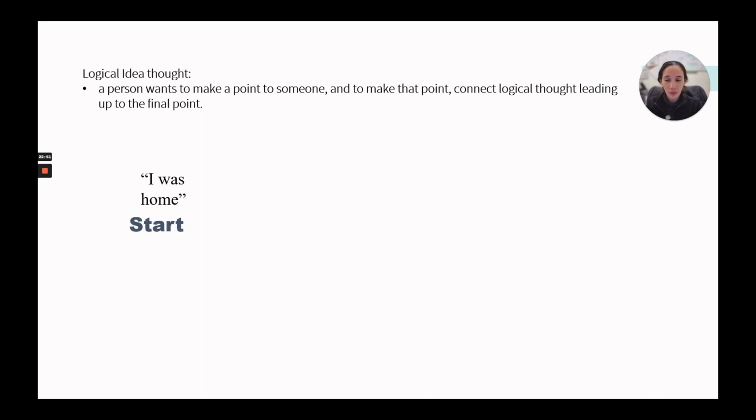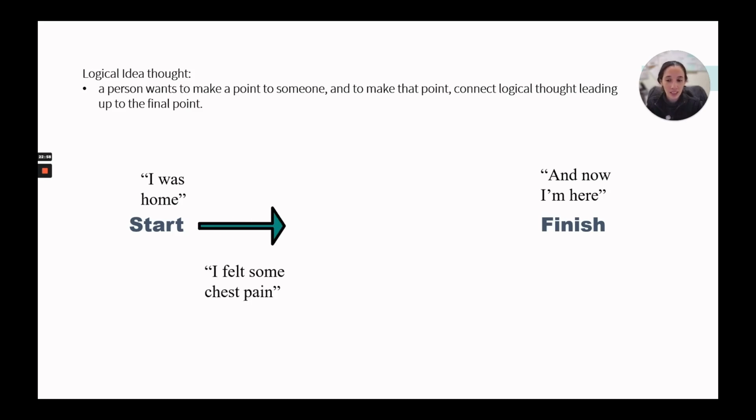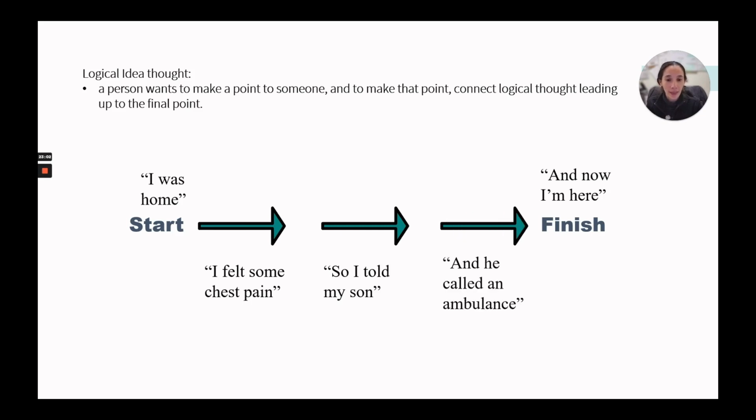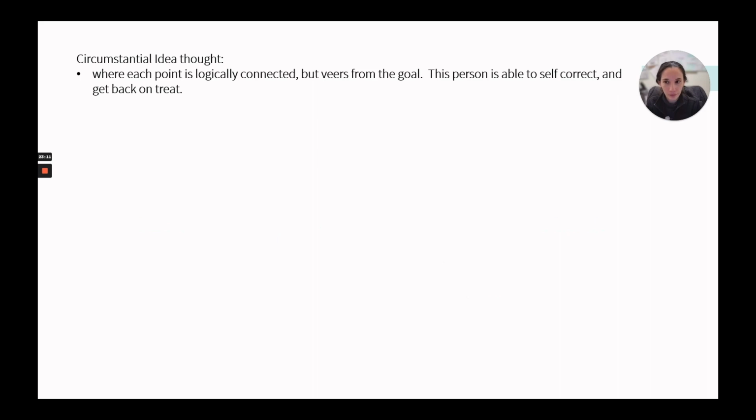So they start, I was home. They want to get to, and now I'm here. A logical progression is, I felt some pain, so I told my son, and he called an ambulance. So this is, say, a patient's in the emergency room. This is a logical thought of how they got here.